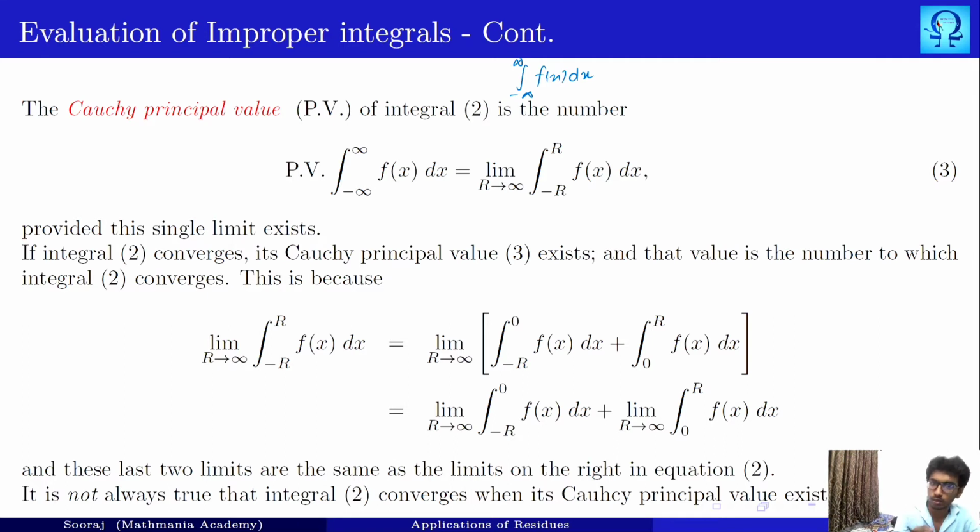Actually it involves two limits, r1 approaches infinity and r2 approaches infinity. We had the limit range from minus r1 to r2. Here we have the limit from minus r to r. We just perform this integration and finally we take r goes to infinity. If this limit exists, then the Cauchy principal value of this integral is that limit. Whatever may be the limit, that is going to be the Cauchy principal value, right?